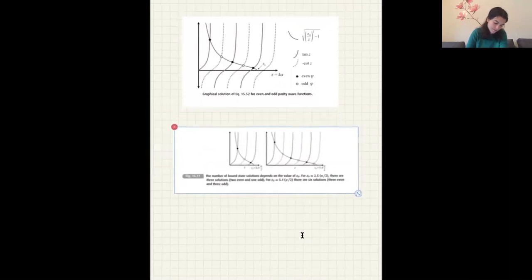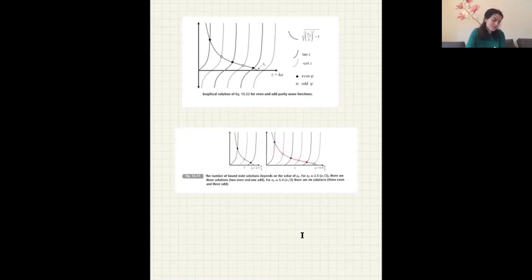Okay. Because maybe for a small box, this thing will hit 0 before, when there's only a few allowed states. And for a wider box, it will take a longer time to hit 0. So you get more of these allowed states.